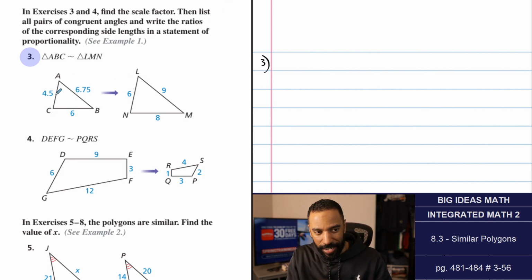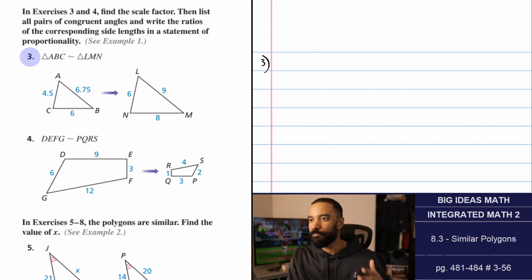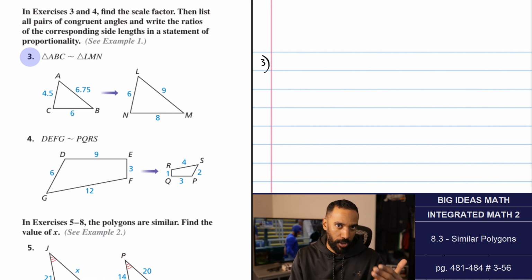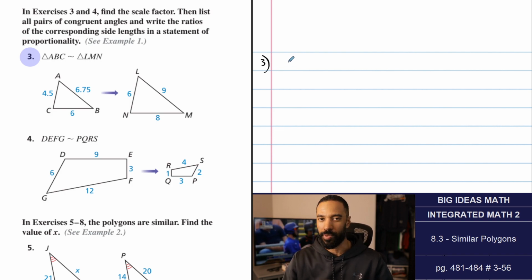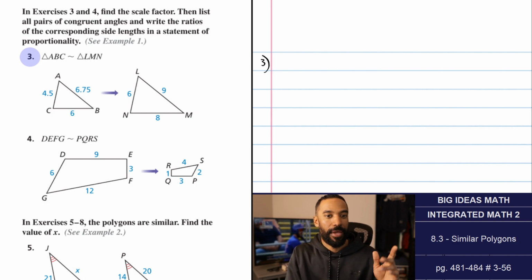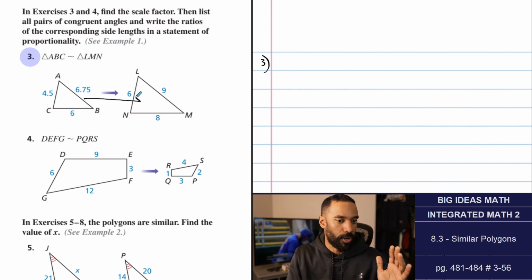4.5 is the smallest side length in this triangle. 6 is the smallest in this triangle. 6.75 is the biggest in this triangle. 9 is the biggest in this triangle. If there is similarity, then the smallest should correspond with smallest, biggest with biggest, etc. That'll probably make more sense when we get triangles that are flipped over and stuff. Anyway, we're going from, and it sounds like it's important to say which one you're going from and to.